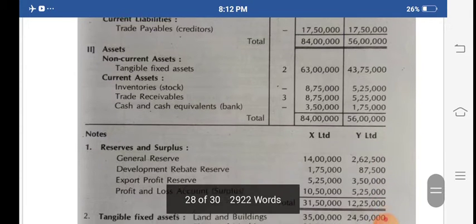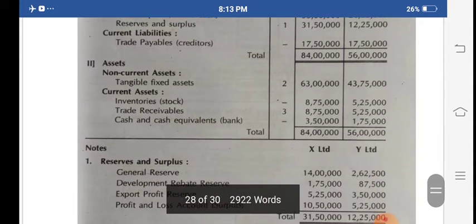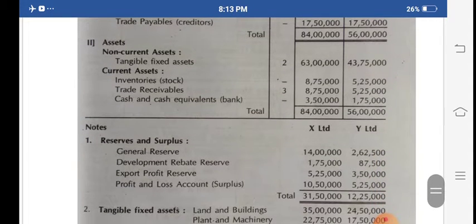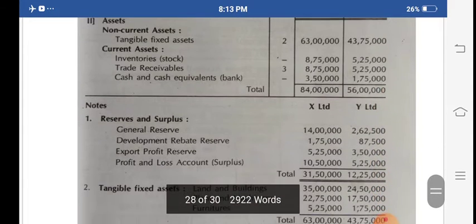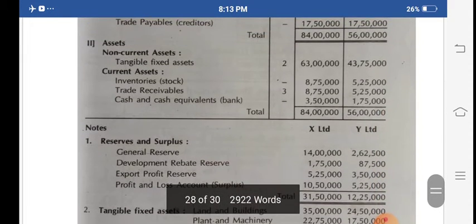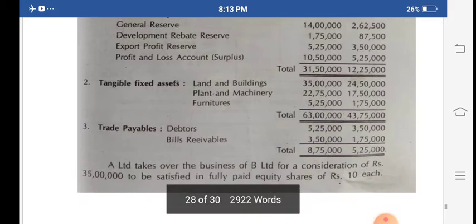The note number is given, and according to that we have to see this. The total assets are 84 lakh for A Limited, and for B Limited 56 lakh. This is a printing mistake here: X is nothing but A, and Y is nothing but B.